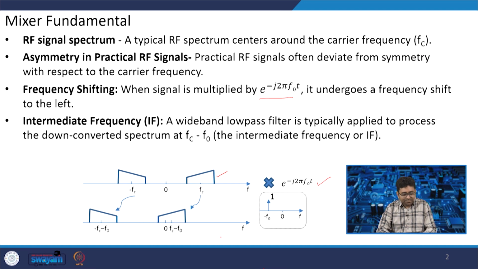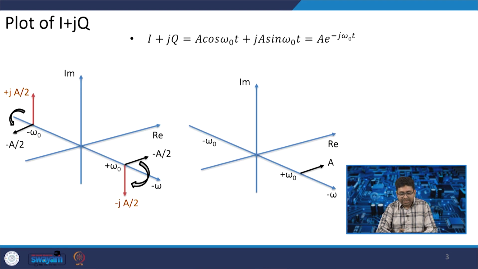Now, there is an intermediate frequency, IF, which is a combination of the carrier frequency and f naught. f naught is also called the LO frequency. One of the challenges while designing the receiver is how we can realize this complex number. While discussing the receiver architecture we discussed how you can realize e raised to minus j 2 pi f naught t, or e raised to minus j omega naught t.